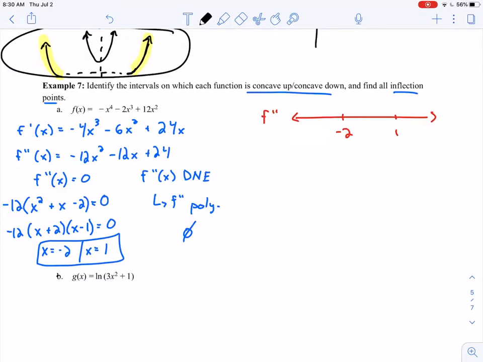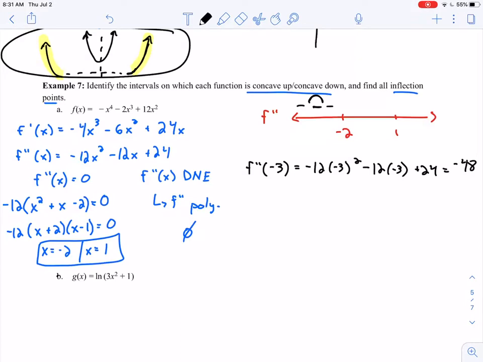How about negative 3? I will plug that into my second derivative, f double prime of negative 3. This is equal to negative 12 times negative 3 squared minus 12 times negative 3 plus 24. And here we'd go and crunch some numbers. Let me do this really quickly. I should have a negative 48 coming out of that. So it's negative. Again, we'll put some minus signs there, and I'll also draw the graph of a function which is concave down right above it.